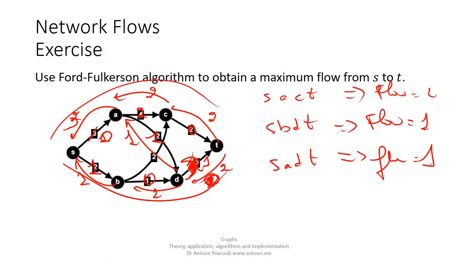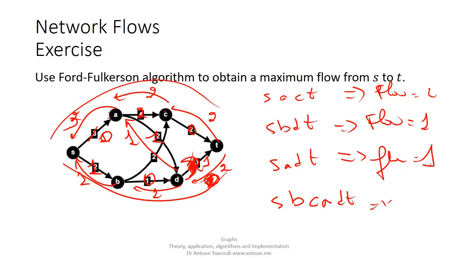Do I have more augmenting paths? I have, for example, here S B, let's see, C. I cannot use C T because it's already 0. I can go C A. So S B, there's 1. B C 1, C A 1. S B C A, I can go A D T. Yes. And the flow is equal to 1. So S B C A D T.